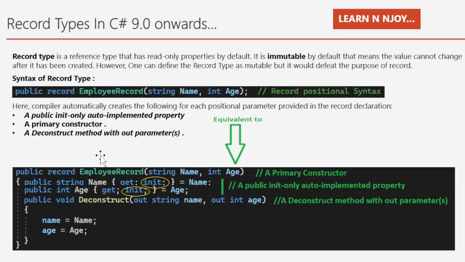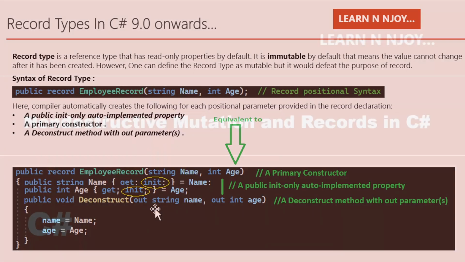So one line of positional record syntax is equivalent to the record shown over here, right? Where we have a primary constructor, then public init-only auto-implemented properties, and then a deconstruct method with out parameters. If you notice over here, string name is an out parameter, and again age is of int data type, which is also an out parameter. So basically one line of record syntax is equivalent to this much.